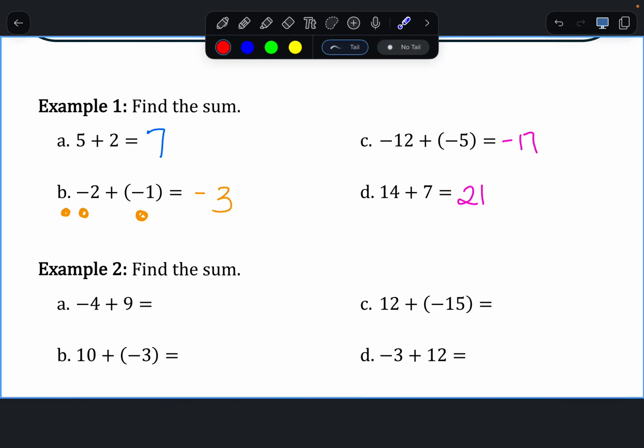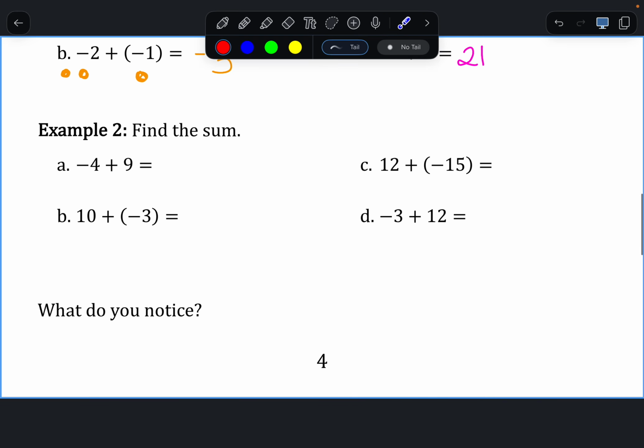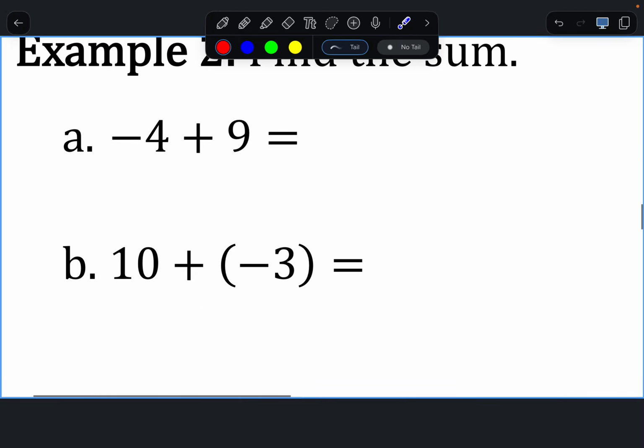Okay. What about in B? Notice how we have 23 positive added to 5 negatives. Are we canceling? Yes. So we have 5 negatives that are canceling. How many positives are going to be left? 18, because we're going to subtract those 5 away that canceled out with the 5 negatives.